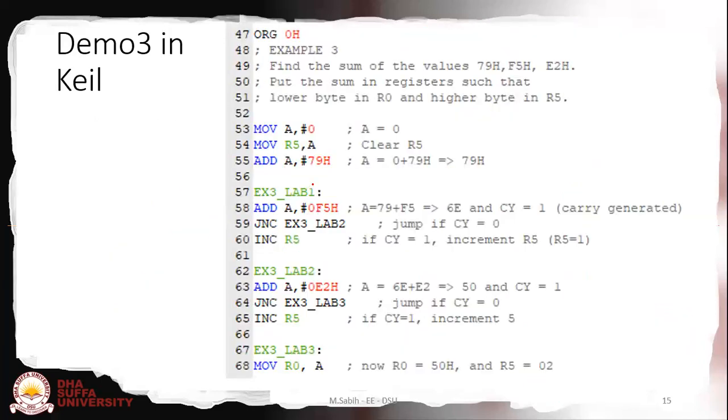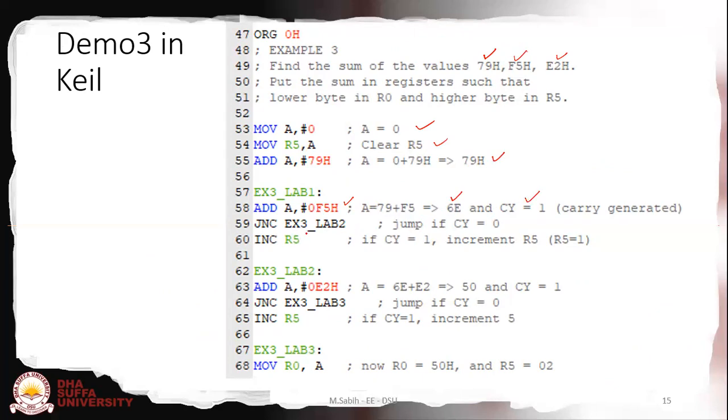This is the program, and I will show you now. So in this example, we just did it again. We needed to do the sum of these three numbers, right? And so we started with moving 0 into A, okay? And then we clear R5 as well. A is loaded with 79. And then we added 0F5, okay? This gives us 6E, and a carry flag is generated.